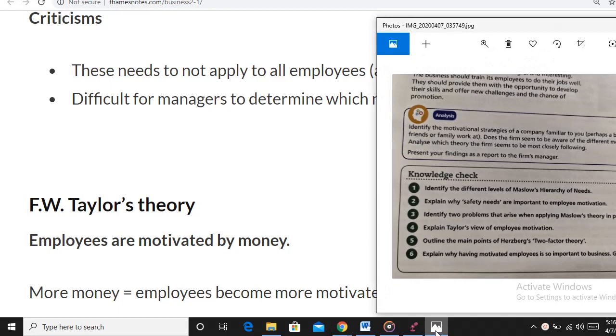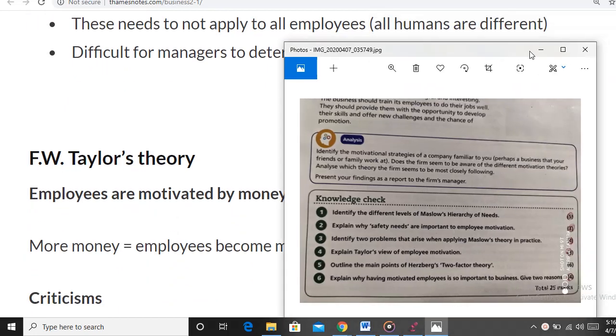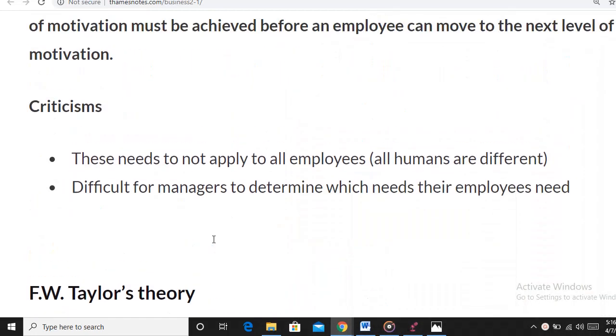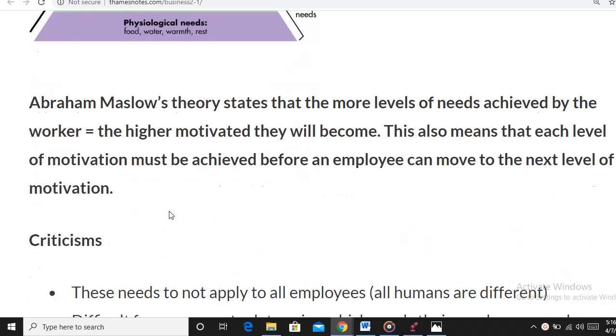Question number three is actually question number four, which is talking more about the second theory, the social theory about how to motivate your employees, which is called F.W. Taylor's theory. Okay, so the question states that you need to explain Taylor's view of employee motivation. How does he see it? And how does Taylor's theory differ from Maslow's hierarchy of needs?